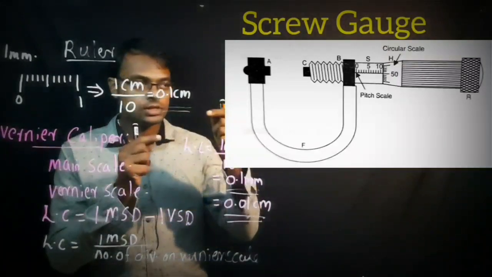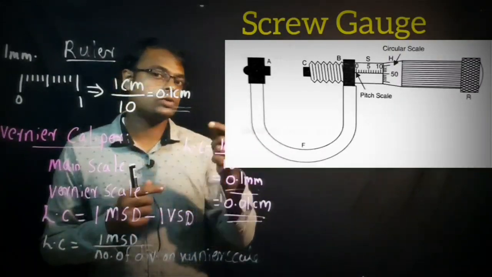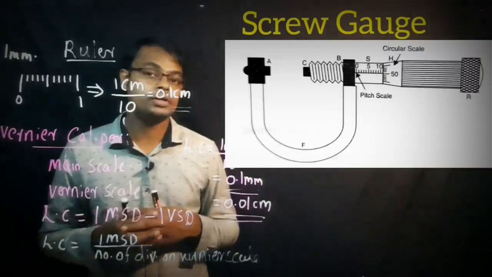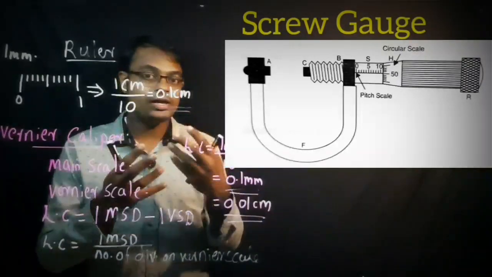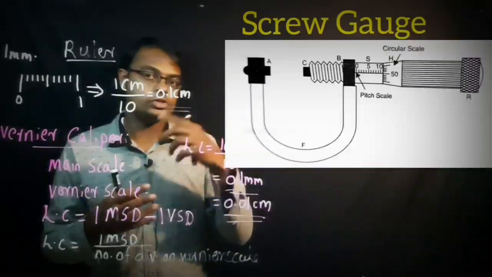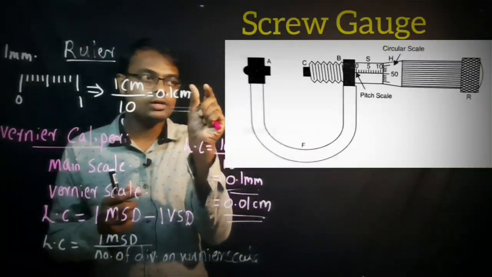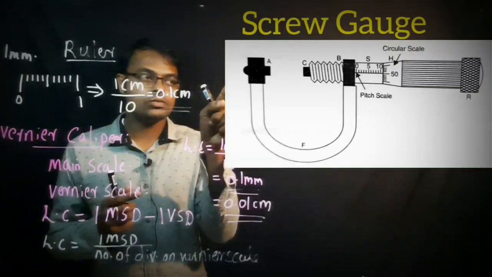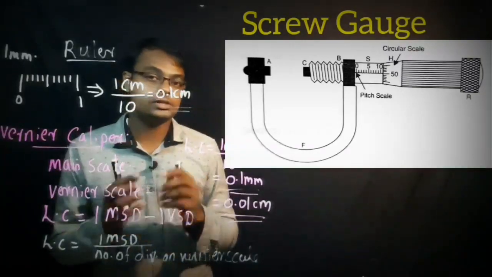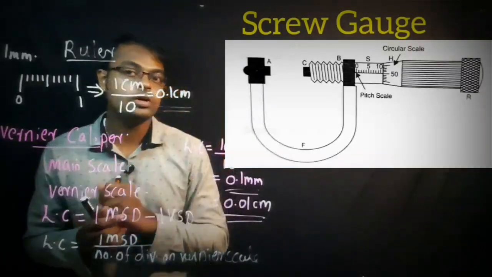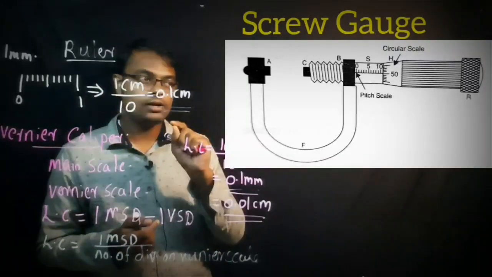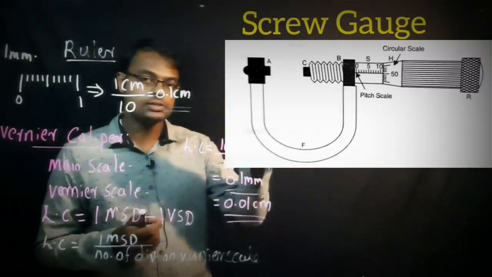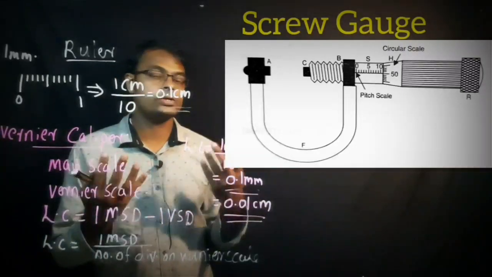Usually on the circular scale there will be 100 small divisions. It may vary, but generally we use 100 divisions. And there is one more scale you can see inside, that is 1 mm. That is the minimum value it can measure, 1 mm. Okay, so there is a main scale as well as a circular scale. The circular scale is also called the head scale.